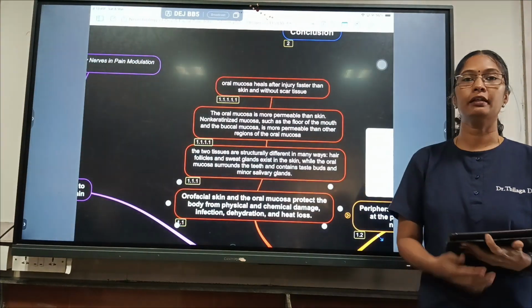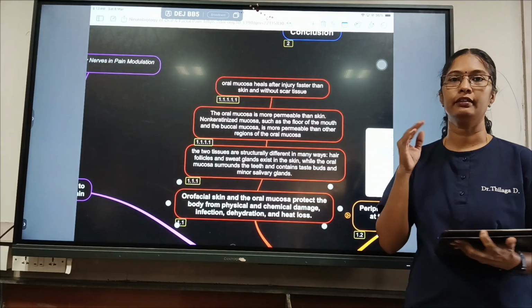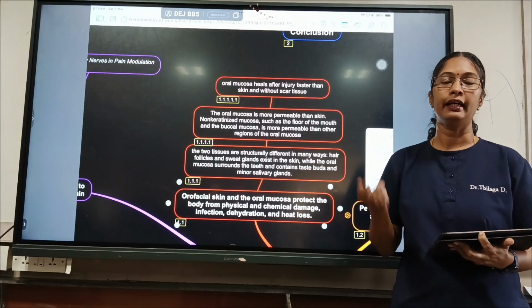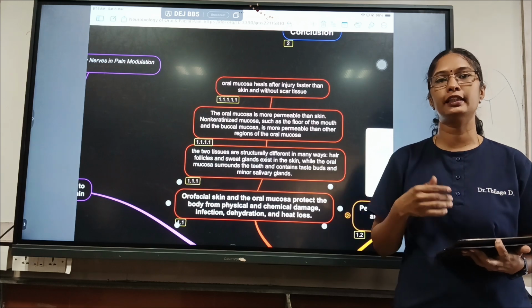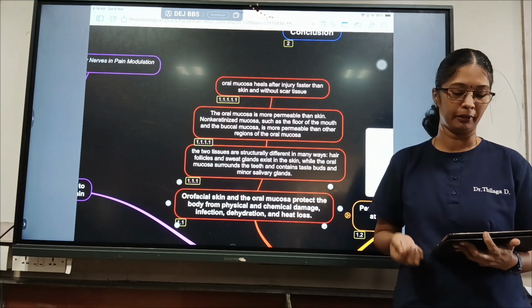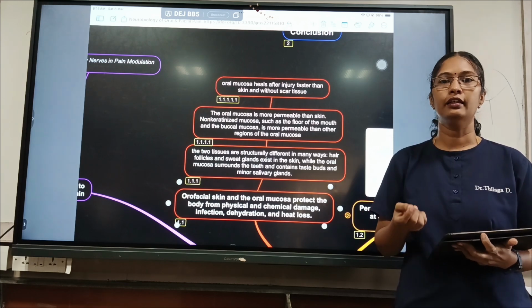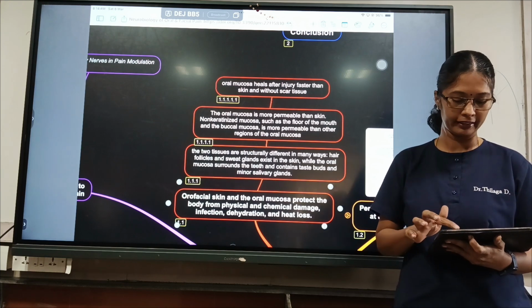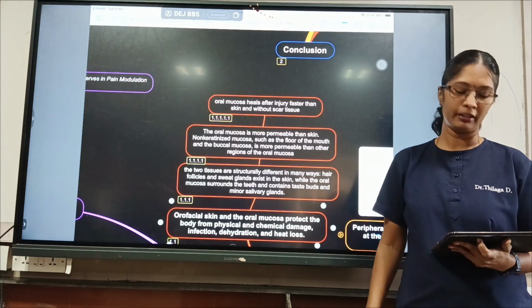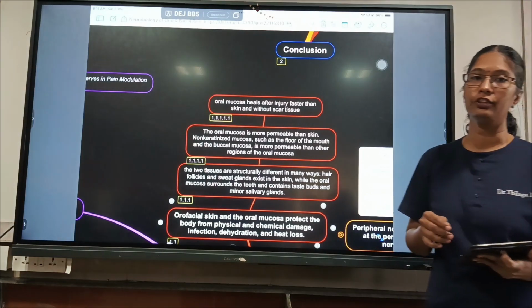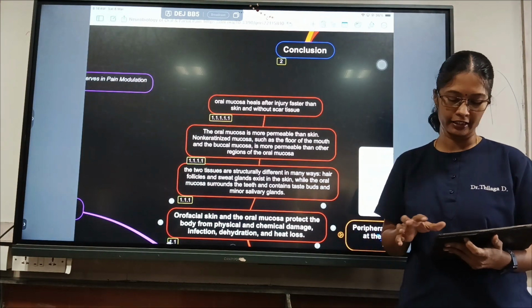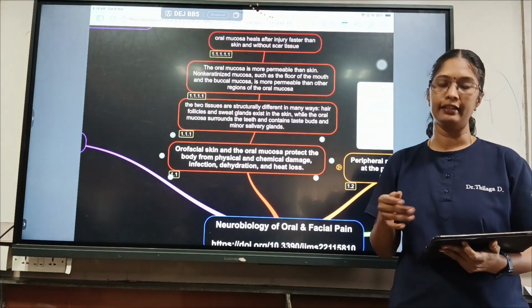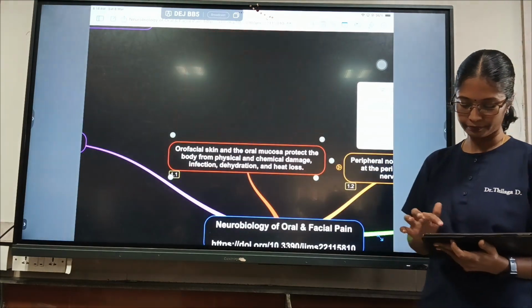Regarding the permeability, the oral mucosa is more permeable than the facial skin. And in the oral mucosa, the buccal mucosa and the floor of the mouth have more permeability. That is why we use medications or drugs to get absorbed in that area more quickly than the other areas. And one more thing is oral mucosa heals after injury faster than the skin, without scar tissue formation. So this is the basic idea of oral mucosa and orofacial skin.